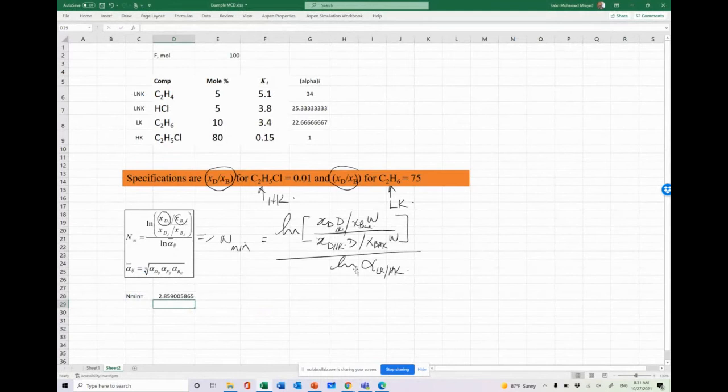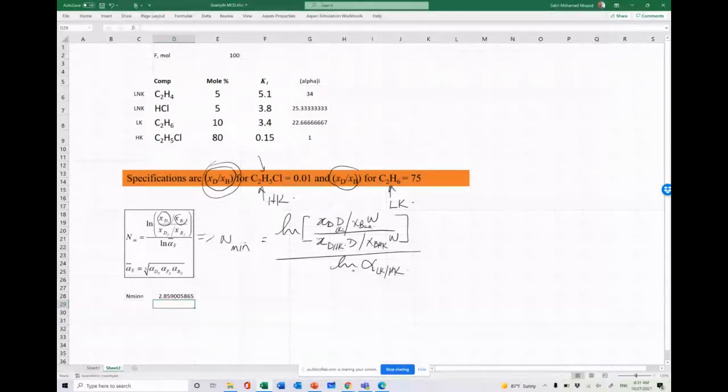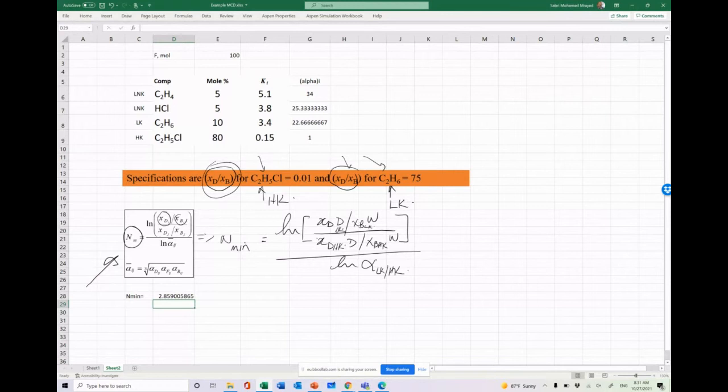The distribution, that means I would like to calculate these values for the other components. Now I know the fraction xd for these components here. But what about the other components? I will use this equation now. Now, if I want to use the same equation, I know N minimum now. So for each component, I will be able to write this equation. If I rearrange this equation, I will have ln alpha of each component with respect to the heavy key.